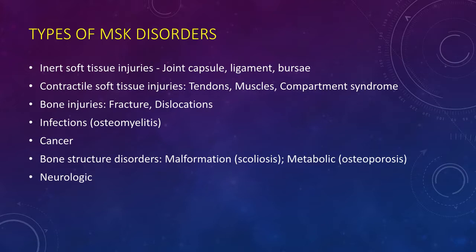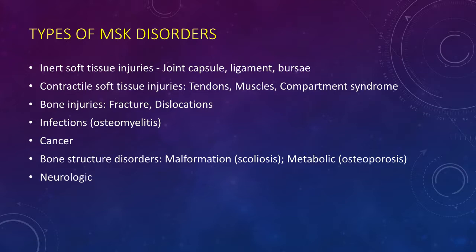Okay. So we have several types of musculoskeletal disorders. We have soft tissue injuries, and that's going to include your joint capsules, your ligaments, your bursa. Those are your kind of inert soft tissue injuries, things that don't move. And then we have contractile soft tissue injuries. So that's your muscles and your tendons. Those are the parts that actually do move.